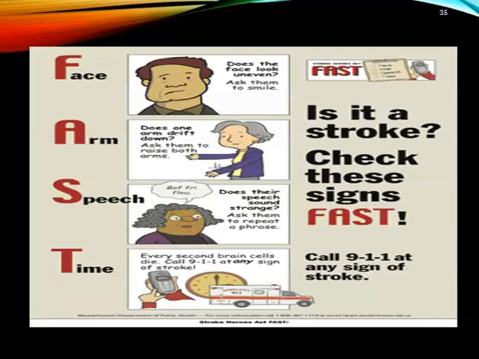Here's your FAST again that we talked about. So face, again, have the patient smile. If they don't want to smile, have them stick out their tongue or raise their eyebrows. You'll see that the eyebrows will only raise on one side. Arm, are they able to lift both of them? Is one of them flaccid? Speech, are they speaking funny? If they have slurred speech or are not making any sense, then you need to call 911 and get treatment as fast as we can.